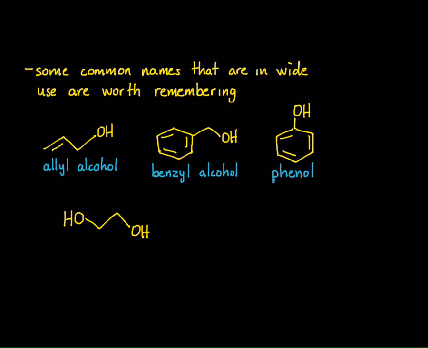Now there are also very common diols, and here is an example of a very common diol, and the name of this is ethylene glycol. It's certainly worth remembering this one because we use this as solvents. You're going to see this from time to time being used as a high boiling point solvent. And an example of a triol is this very simple triol, which is called glycerol.